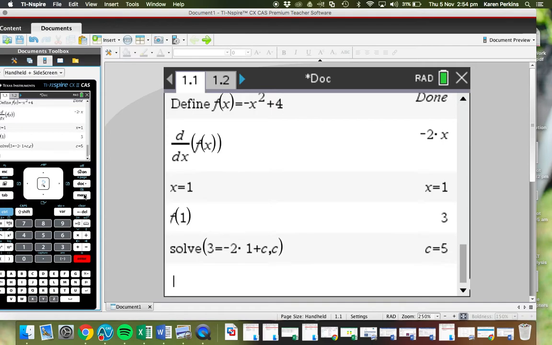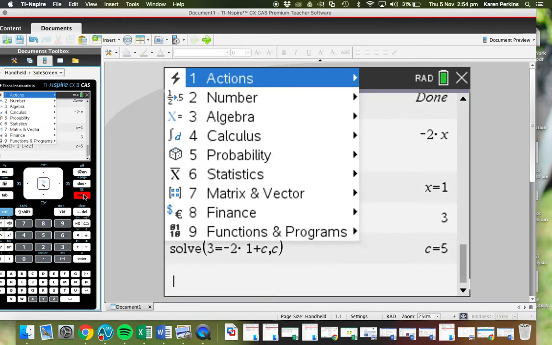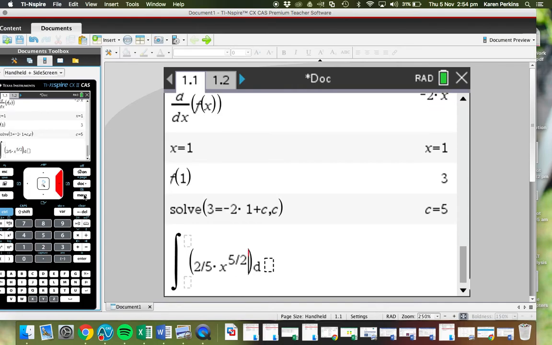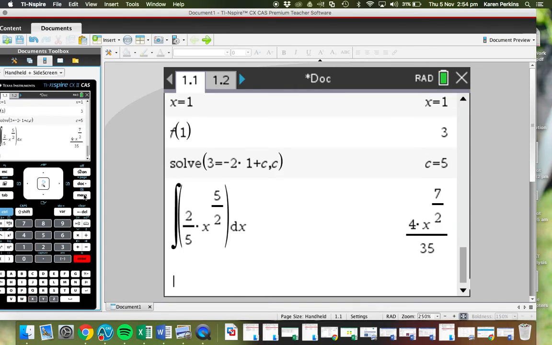Let's look at question 7. That's not a calculator one, so I'll keep moving on. Question 8, the antiderivative. There's no problem here. That's the integral of 2 divided by 5 times x to the power of 5 on 2 with respect to x. 4x to 7 on 2 on 35, option E. So that's just a calculator question.